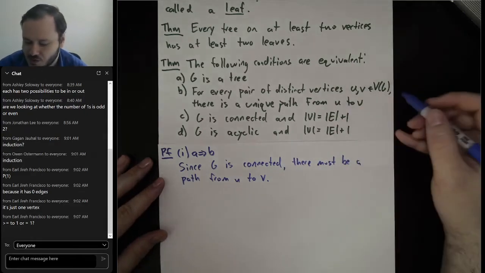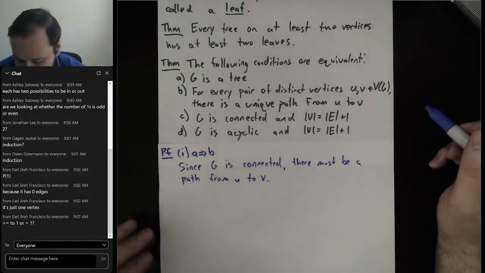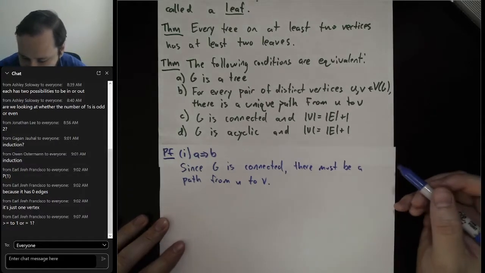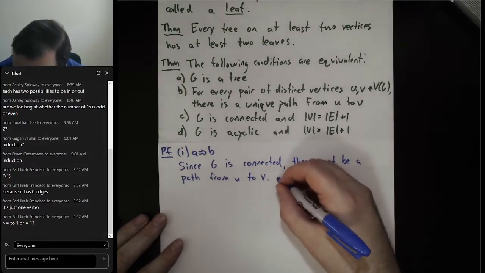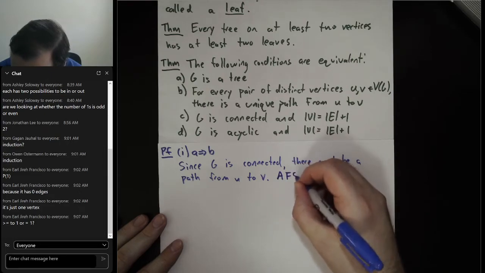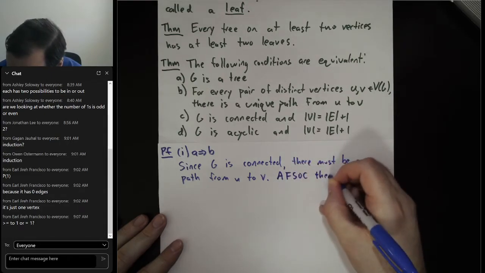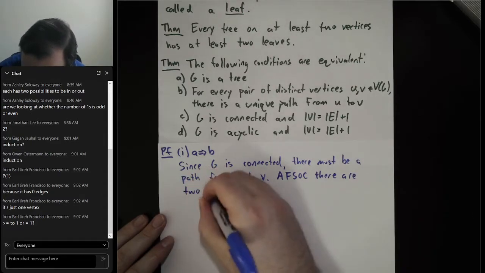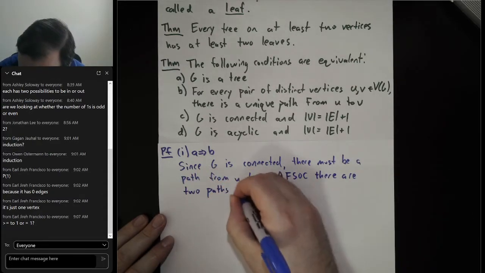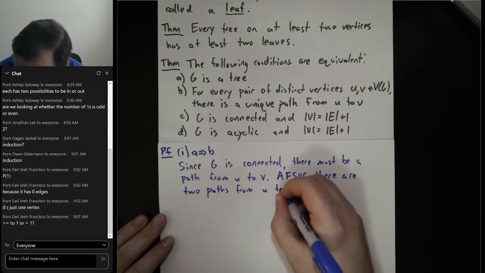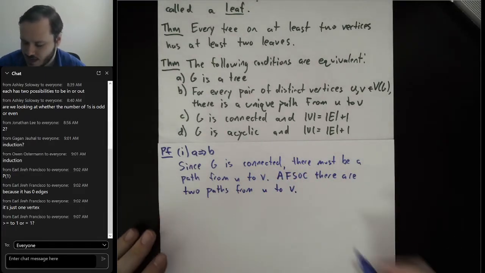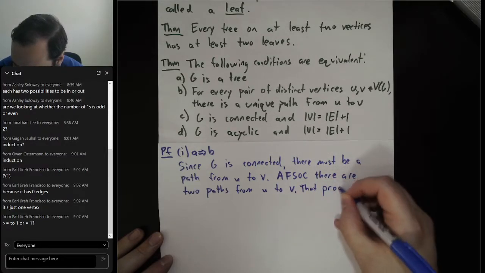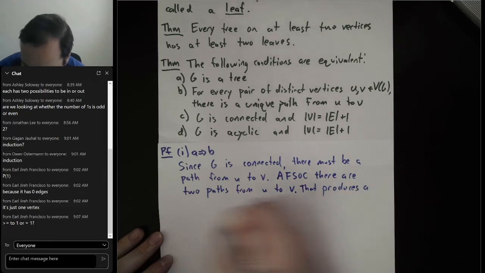Right? If there was no path, then G wouldn't be connected. And now we can assume for the sake of contradiction that there are two paths. That produces a cycle. And I'll draw a picture to explain why.